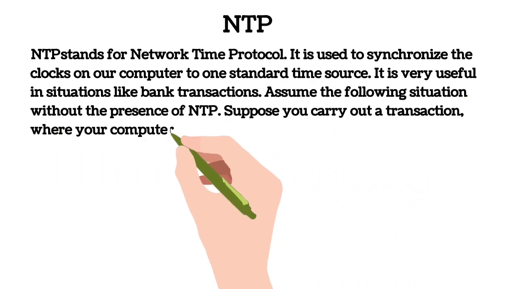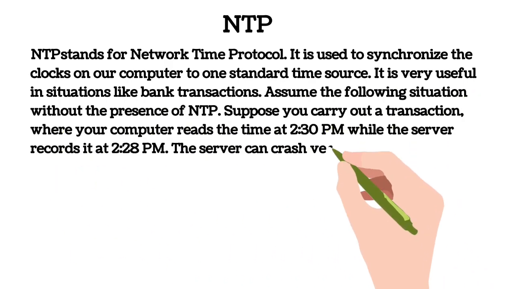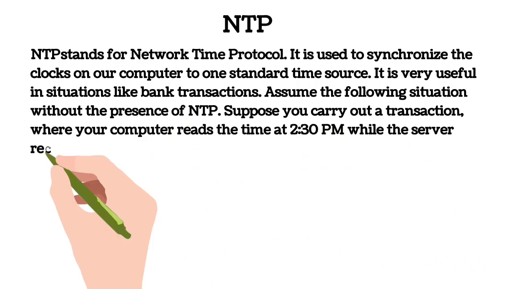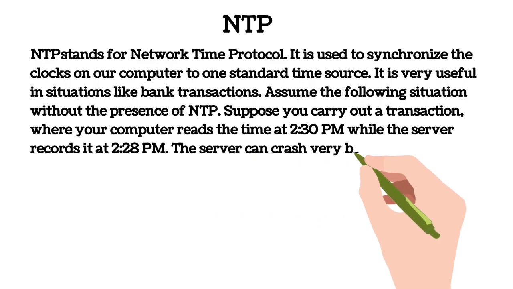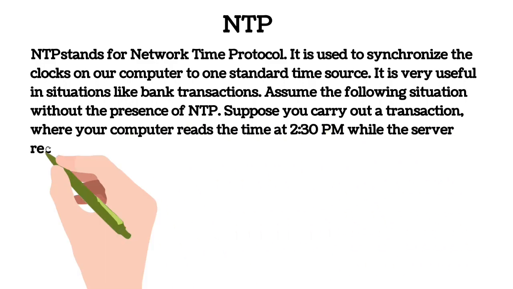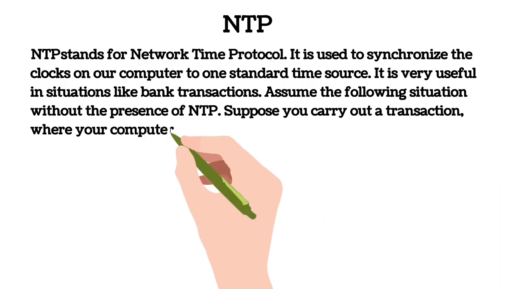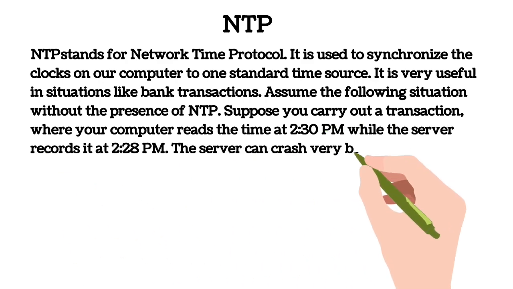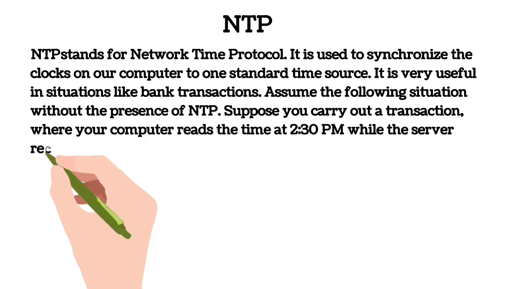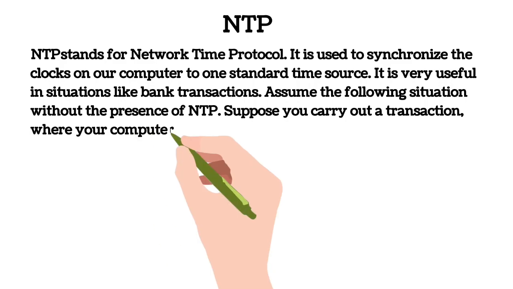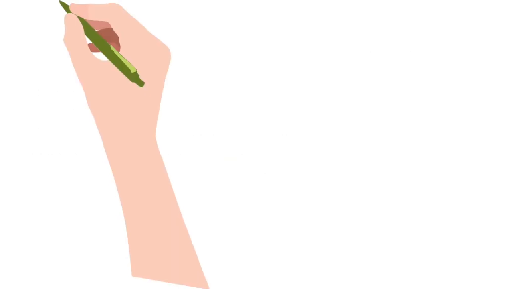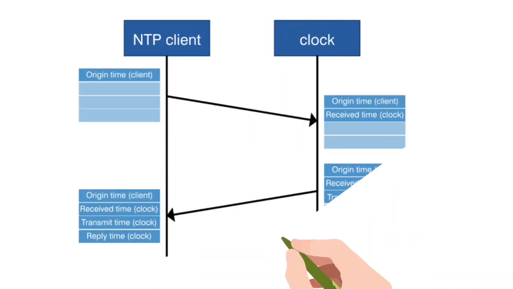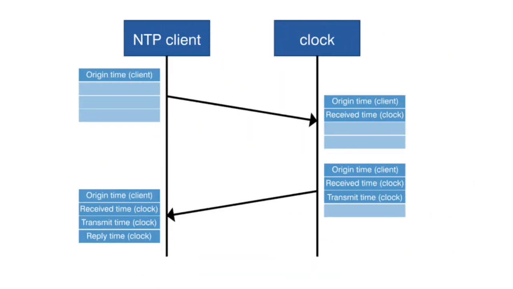NTP. NTP stands for Network Time Protocol. It is used to synchronize the clocks on our computer to one standard time source. It is very useful in situations like bank transactions. Assume the following situation without the presence of NTP. Suppose you carry out a transaction where your computer reads the time at 2:30 p.m. while the server records it at 2:28 p.m. The server can crash very badly if it's out of sync.